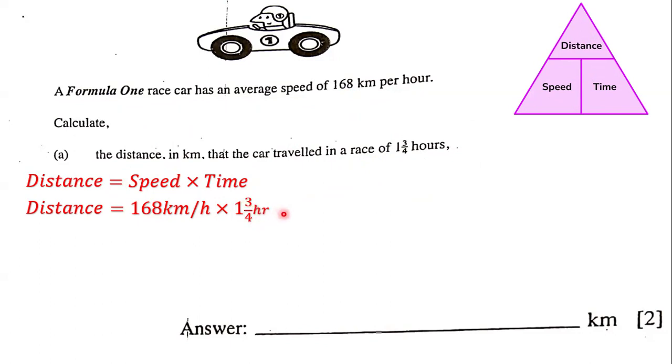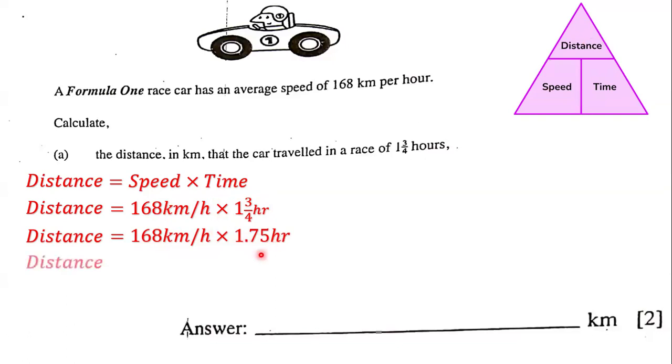And so what we need to do is multiply these two, the speed and the time. That's what the formula says. But before we multiply them, let's convert this mixed fraction into a decimal. 3/4 written as a decimal is 0.75. And so that means that 1 3/4 is going to be 1.75. And so what we have is 168 kilometers per hour multiplied by 1.75 hours.